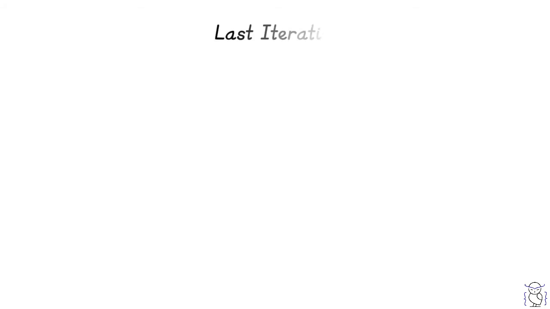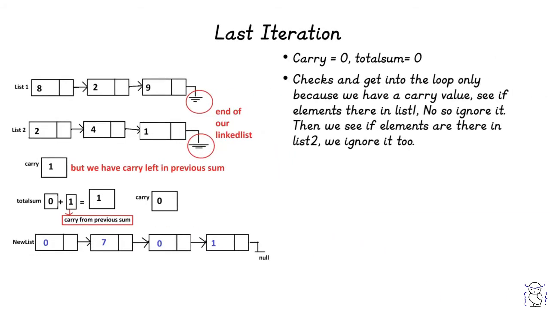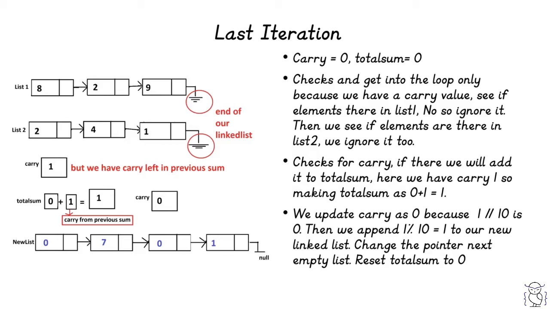In our fourth iteration, our carry will be 1 and total sum as 0. We then check the while loop condition. Here we can see that we get into the while loop only because we have carry value as 1. Then we see if there are any elements in list 1. Since there is no element, we ignore the if statement and move on to the next if statement and check if there are any elements in list 2.